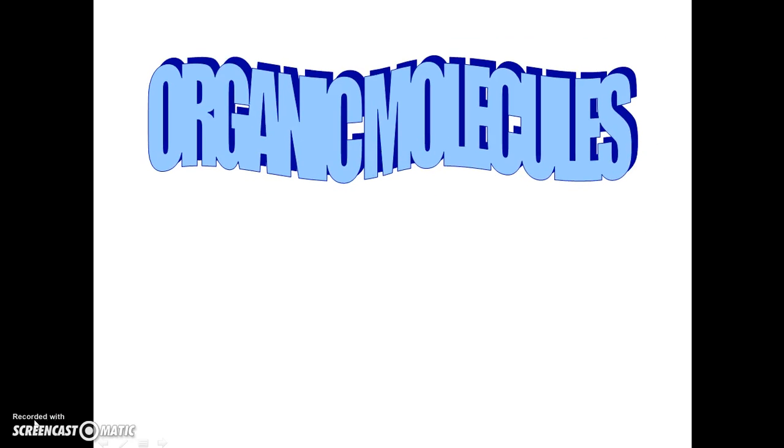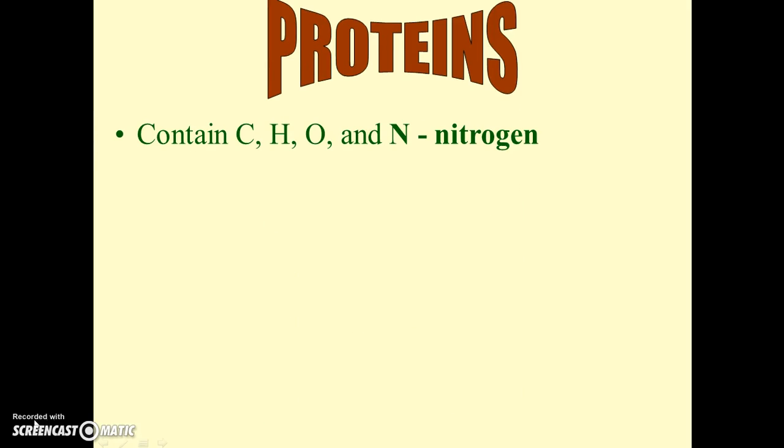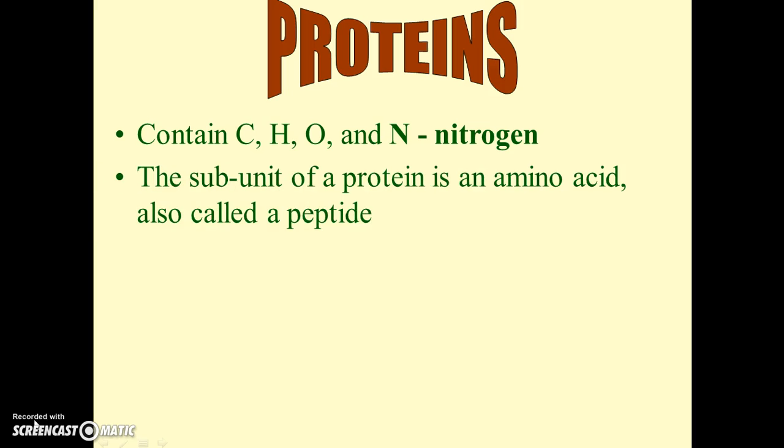Now that we've finished with the first two organic molecules, we are going to get into proteins. Proteins contain carbon, hydrogen, oxygen, just like carbohydrates and lipids. However, they add another element, nitrogen, which is abbreviated N. The subunit of a protein is an amino acid, and amino acids are also called peptides.